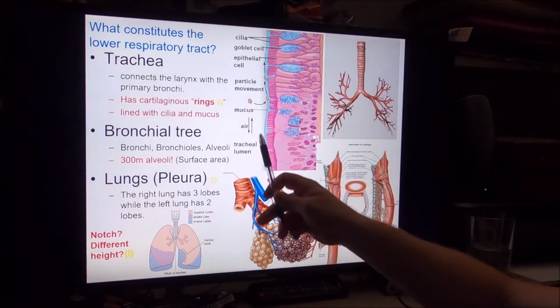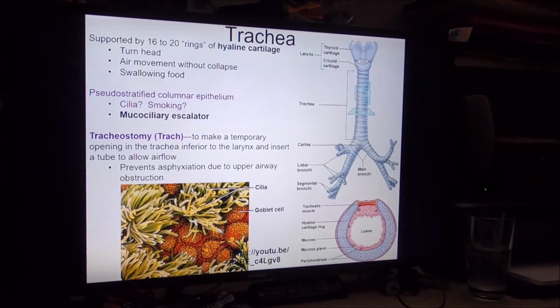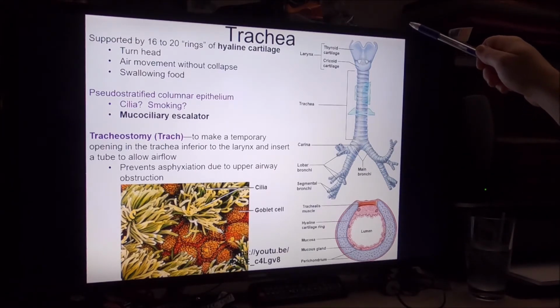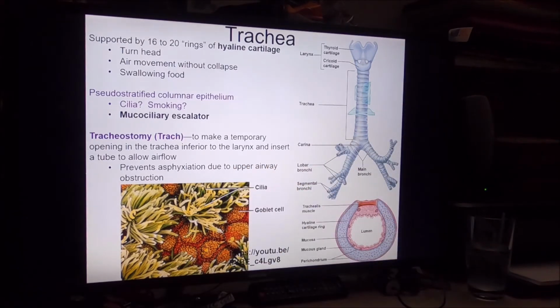So this escalator, if you will, is going to carry materials up and out using these cilia and keep your tracheal passages clean. That is, unless you're smoking, okay? If you're smoking, then this pseudostratified columnar epithelium, the cilia, become paralyzed, and they don't run material up and out of the trachea any longer. Mucociliary escalator, there it is. And if you smoke a lot, you can actually destroy the cilia. So then you're going to have buildups of potential carcinogens hanging out in your tracheal passages and lead to potential problems.